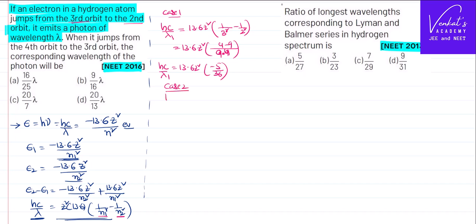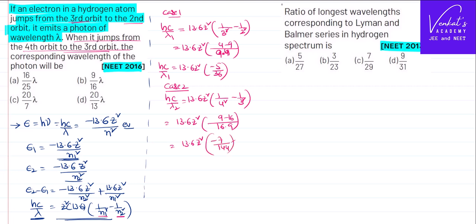In case 2, hc by lambda 2 is 13.6 Z square when it jumps from fourth orbit to third orbit, that is 1 by 3 square minus 1 by 4 square. That is 13.6 Z square, 16 and 9, the LCM is 144, 16 minus 9, so 13.6 Z square times 7 by 144. That is hc by lambda 2.